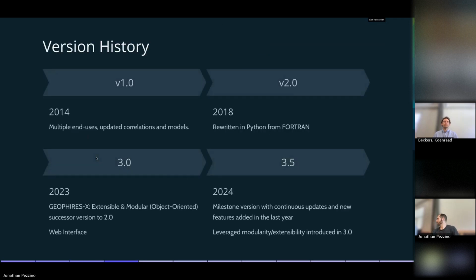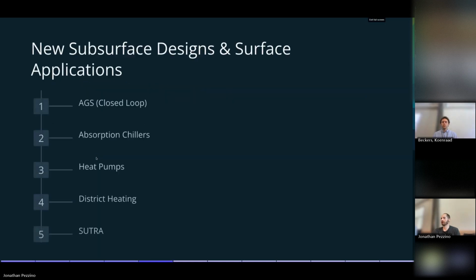So, a very brief history from a software versioning standpoint. Kunrad covered the broader history, but we had 1.0 in 2014, 2.0 was a big version, 3.0 in 2023, and then 3.5 today. As I mentioned earlier, it's a milestone version, and it is an incremental version that's leveraged the modularity and extensibility that was introduced in 3.0.